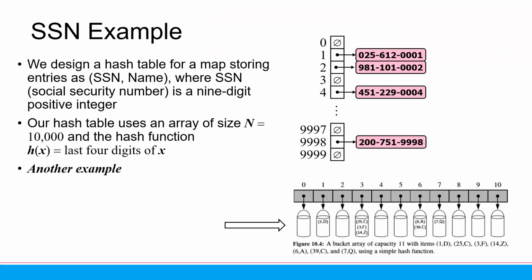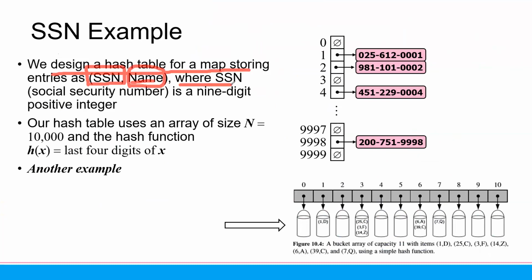So the SSN, this is the social security number. We can design a hash table for a map storing the entries. For example, in the entries, we have the SSN, or the social security number, and then we know the name. So it is common. In the Korean case, we have the 등록번호, 주민번호, okay, and then the 주민번호 will be followed by the name.